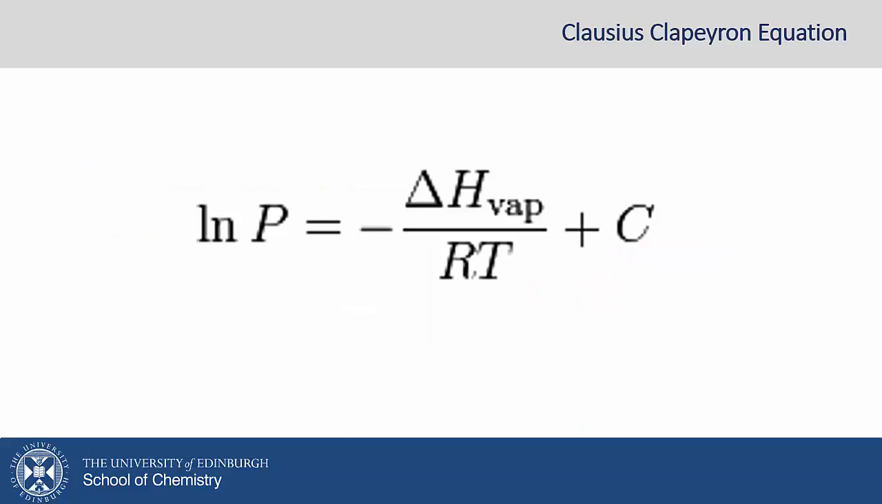The extent to which the intermolecular forces maintain the liquid phase are of course reflected in the enthalpy of vaporization, and the pressure-temperature relationship is quantified by the Clausius-Clapeyron equation. Therefore, to use this equation, we will need to record several vapour pressures over a range of temperatures.